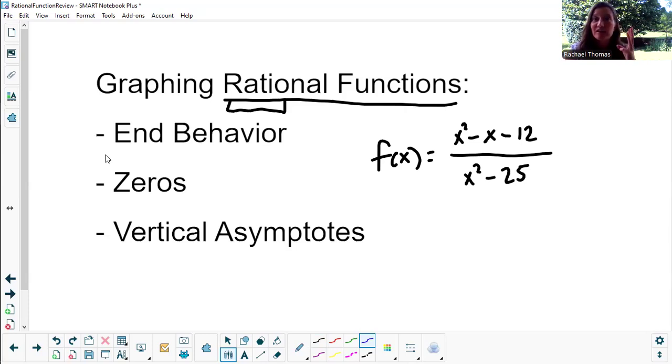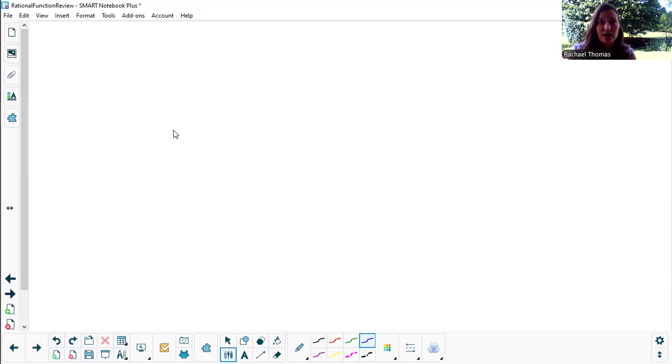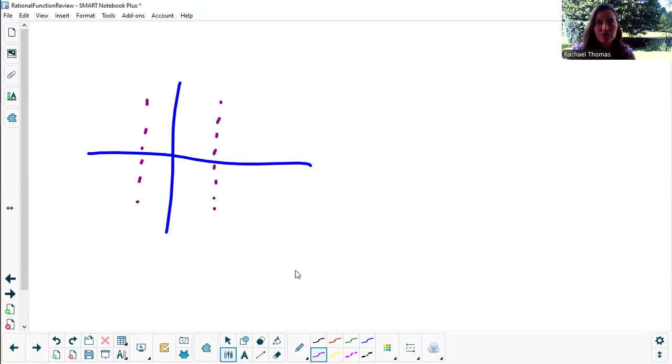The three key things that you want to look at with the rational functions, the three things we need to figure out before we sketch the graph are: what is the end behavior of this function? Where are the zeros? And where are the vertical asymptotes? Okay, so end behavior is like, if I look at a rational function, typically these things have some vertical asymptotes happening. They've got a couple zeros. They've got all sorts of funky stuff going on in here.